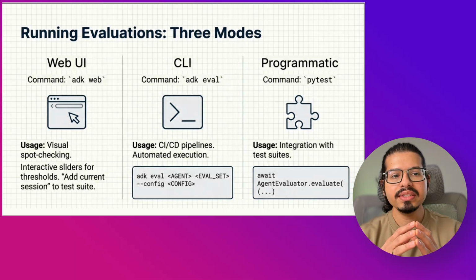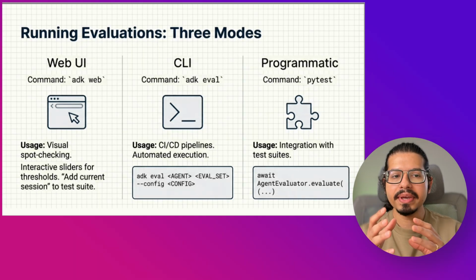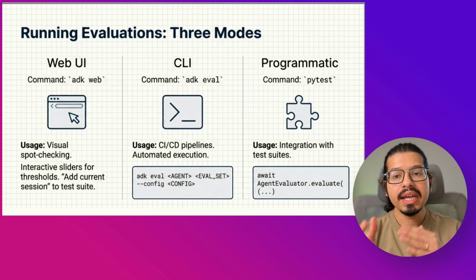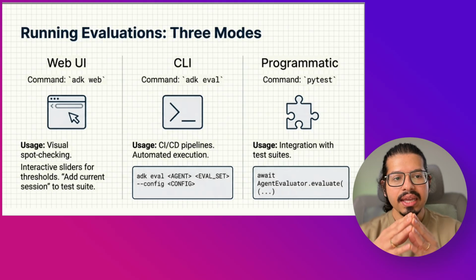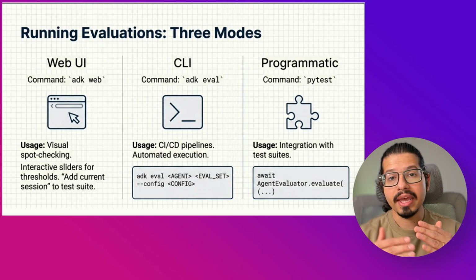Google ADK provides us three ways to run evaluations. ADK Web UI is best for visual inspection and quick checks. The command line interface, ADK Eval, is ideal for CI/CD pipelines and automation. You can also evaluate agents as part of the program, as part of the code.